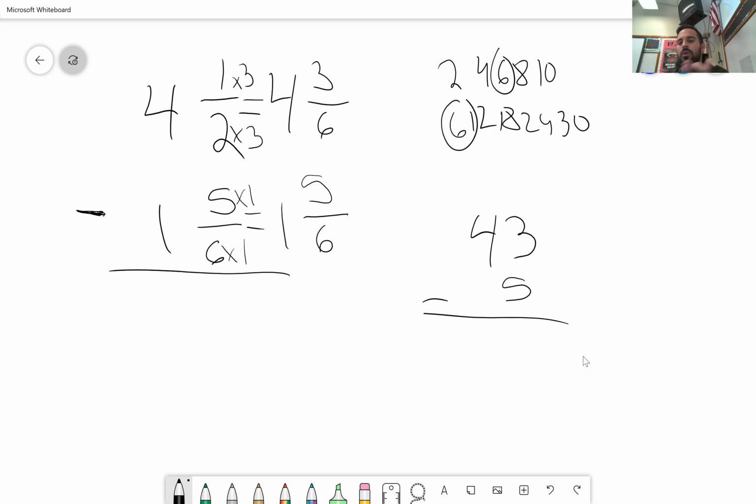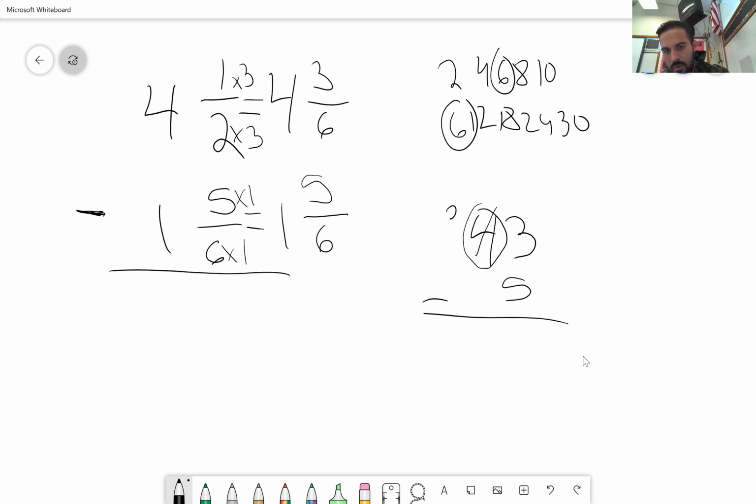What happens if I have 43 minus 5? What do we normally do? Hopefully, like I said, you're paying attention and you remember you have to borrow, or what we call renaming. But we like to call it borrowing. We need to borrow from the next place value. So if I can't subtract 3 minus 5, I would need to borrow from the 4.